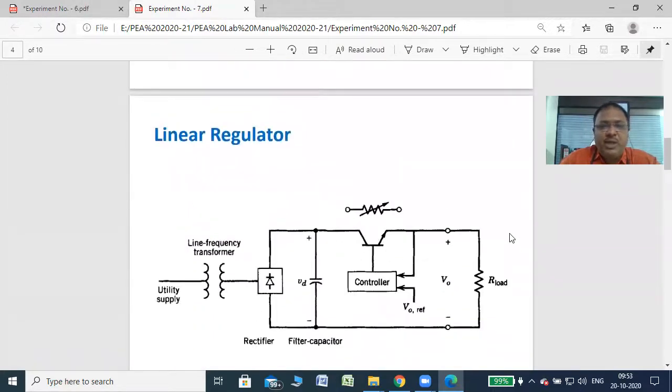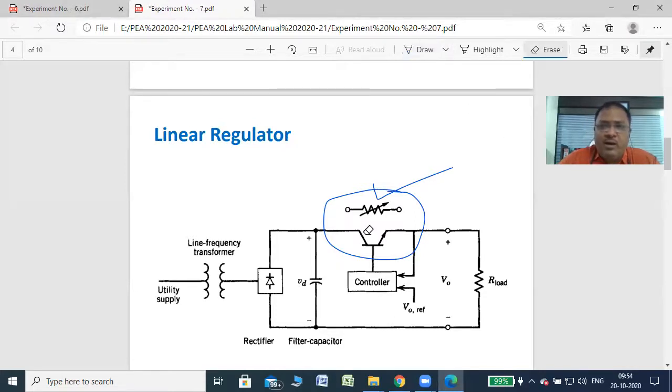Now, in a linear regulator, the control device, the transistor, is used in the active region. So the power dissipation is more. We may even require a heat sink or some cooling techniques to keep this power device cool. Otherwise this power device may burn because of high temperature, because this transistor is always on. This is called the series pass transistor. This transistor is continuously on and acts as a variable resistor, which is why a variable resistor is shown here.